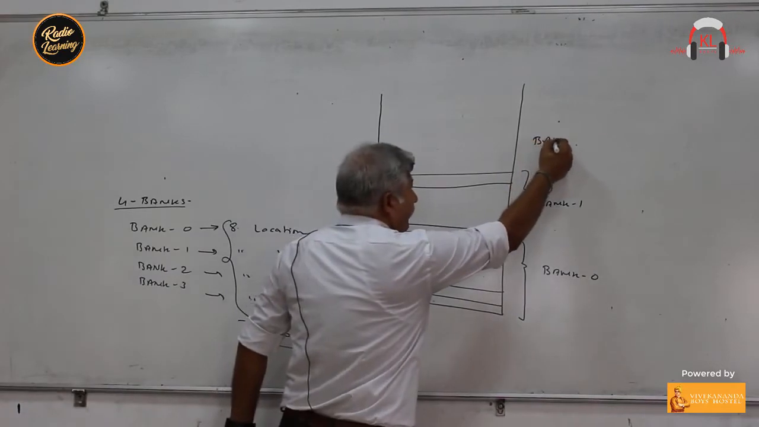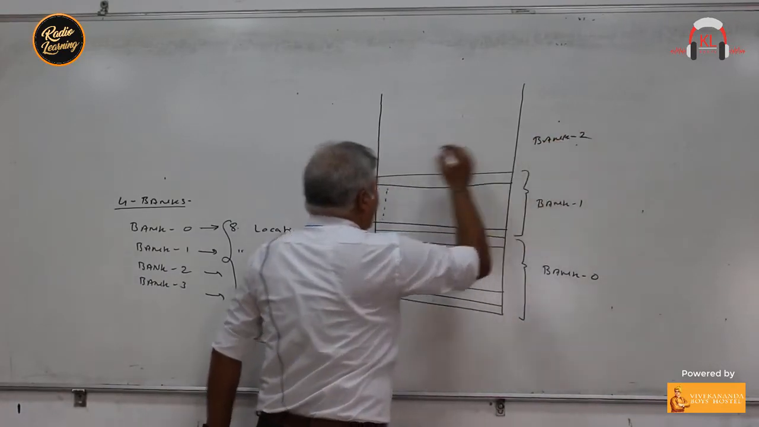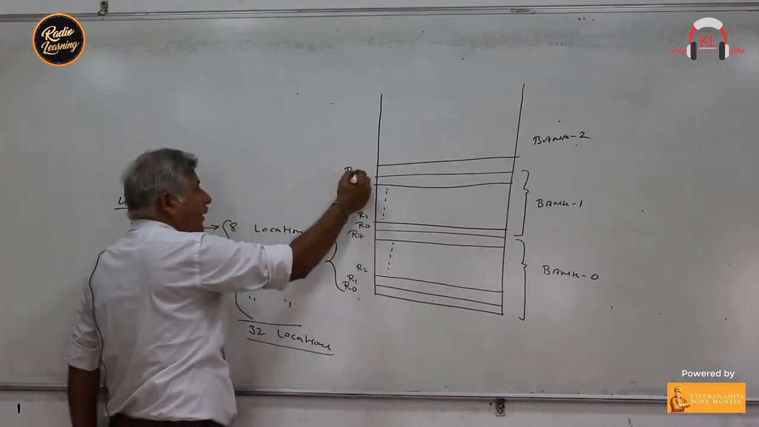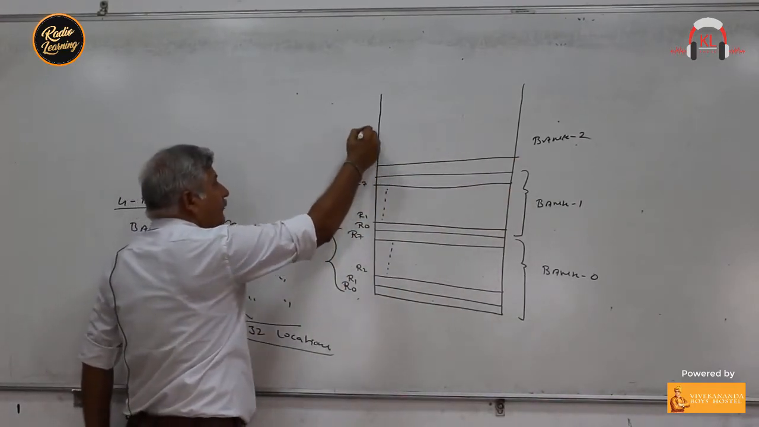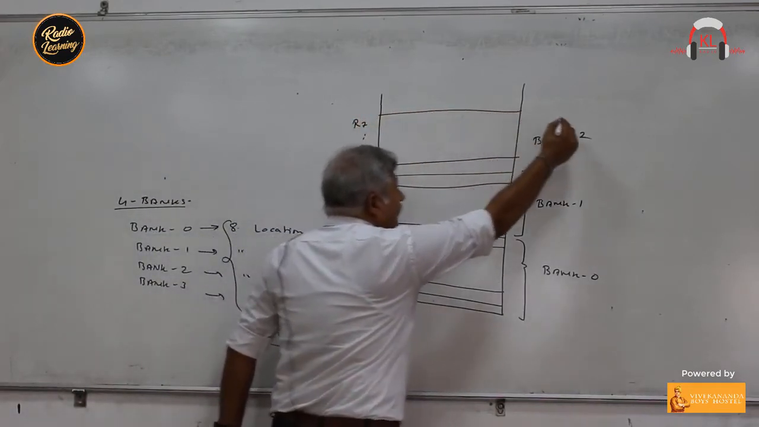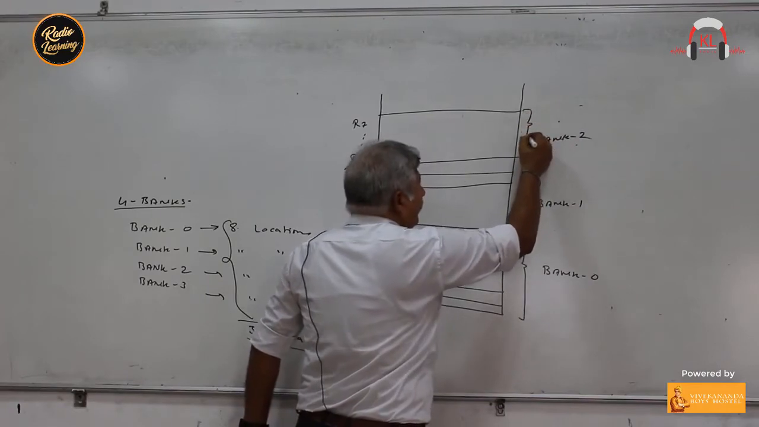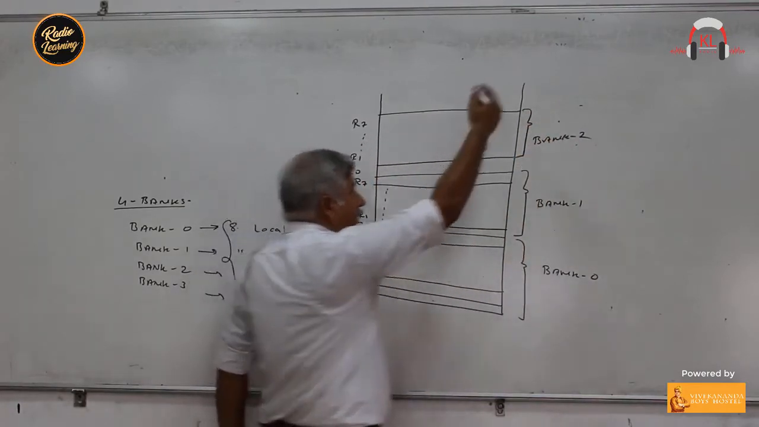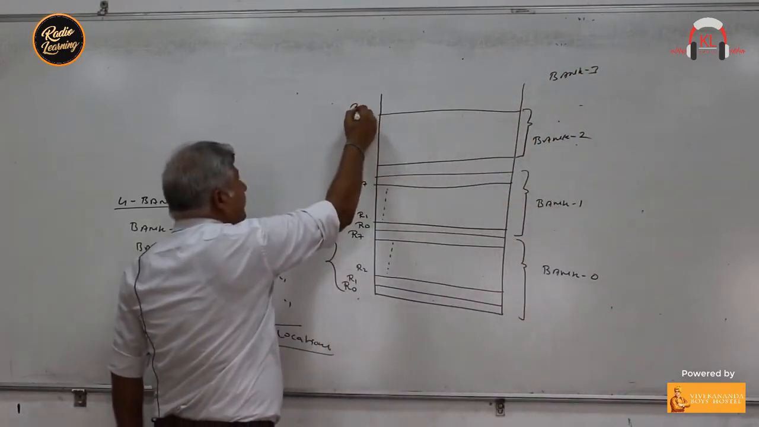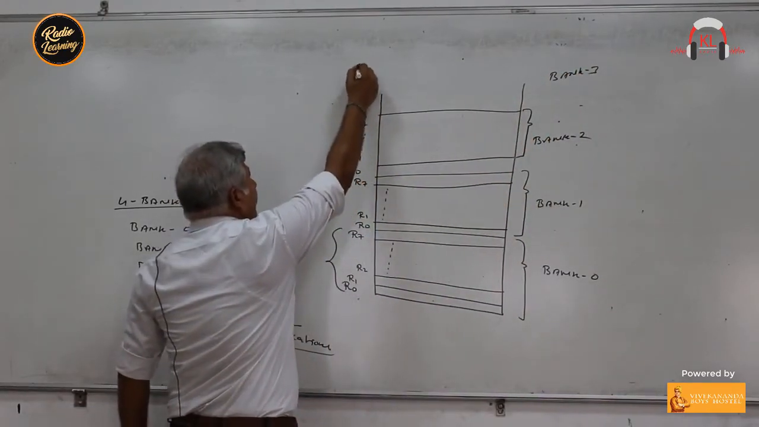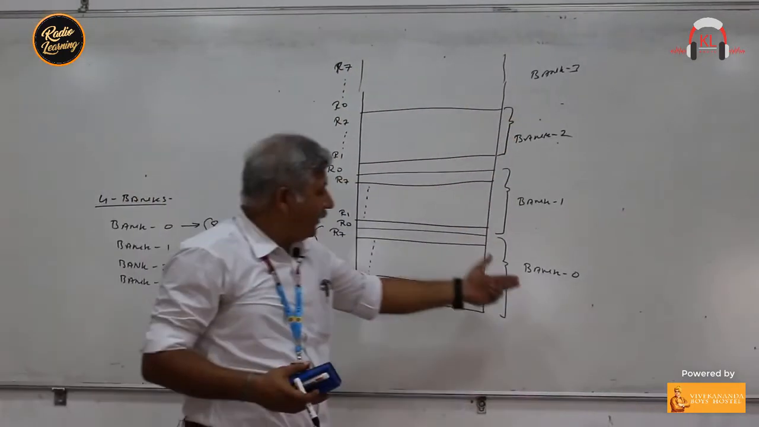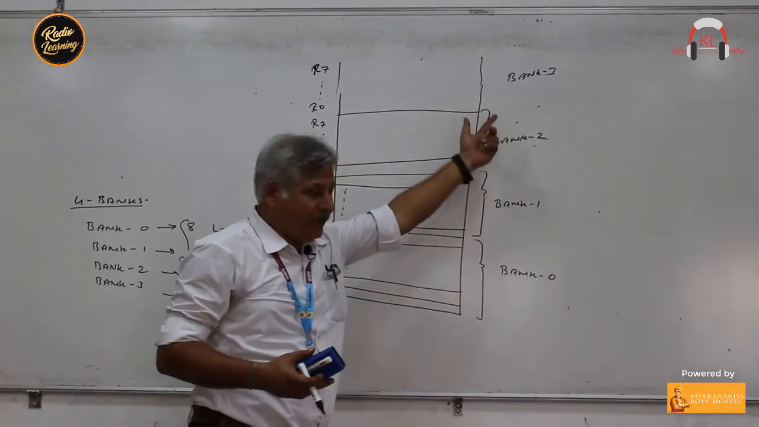Then bank number 2 will start. The first register of bank number 2 will have the same name again, R0, then R1. In this way, the last one will be R7, right? This is our bank 2. And finally, there is bank 3. Again in bank 3, registers are from R0 to R7, right? For bank 0, bank 1, bank 2, bank 3.